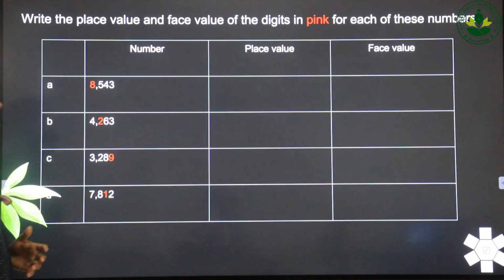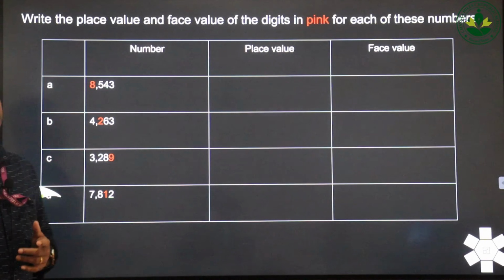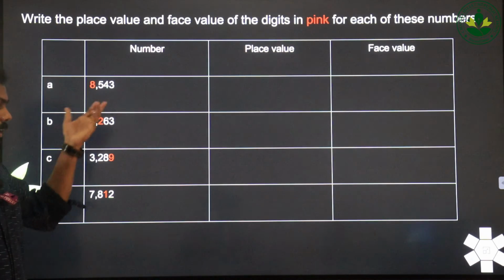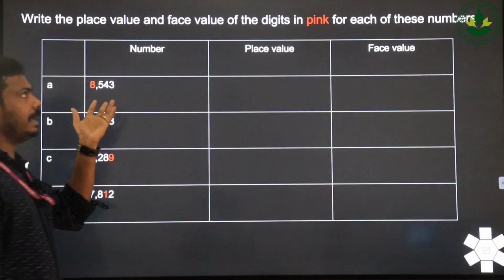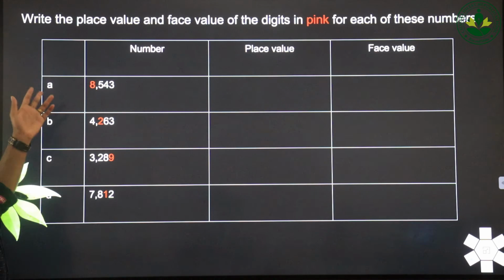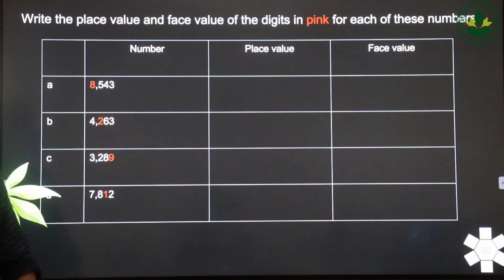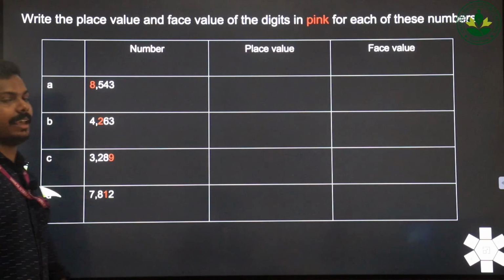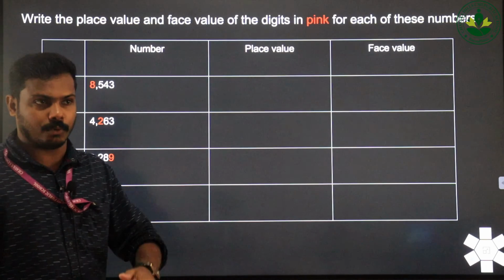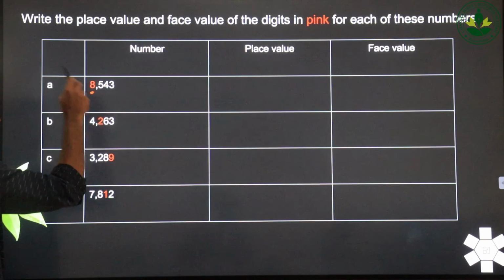Write the place value and face value of the digits in pink for each of these numbers. We need to write the face value and place value of the digits given in the pink color. First question, 8543. We need to write the place value and face value of 8.